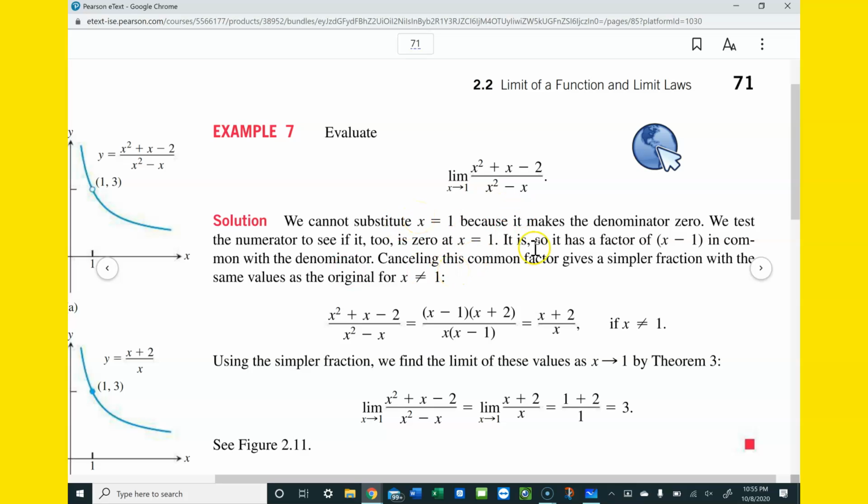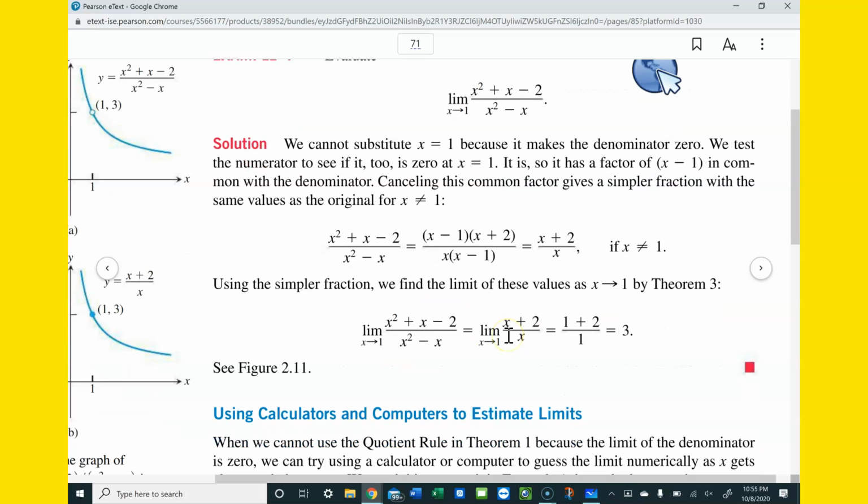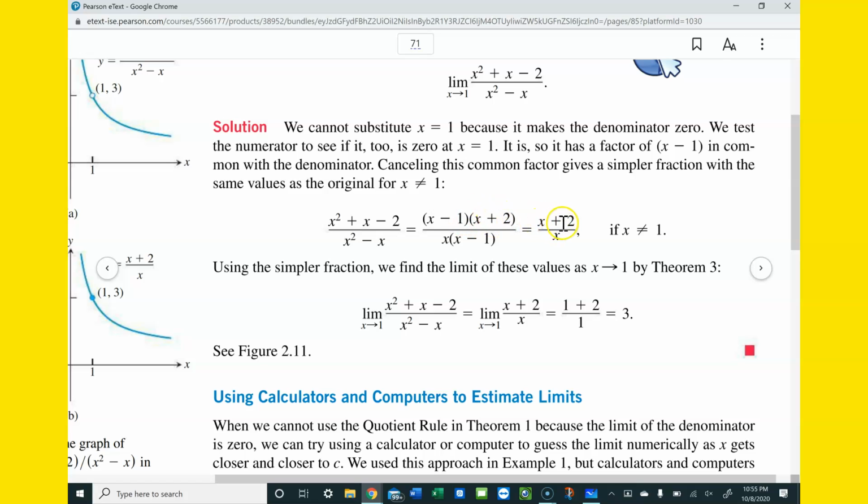All right, but what you might be able to do is factor the top, factor the bottom, and see if something cancels out on the bottom, and it does. The x minus 1s, if you factored, they cancel. And you're left with this simplified version of that function, which is x plus 2 over x. We can now just plug in 1 into this simplified version and get the limiting value that way.